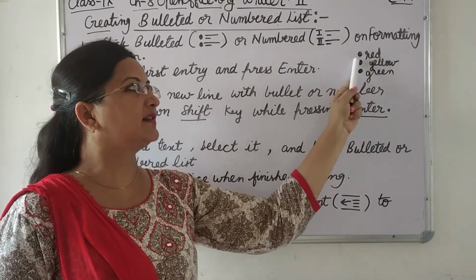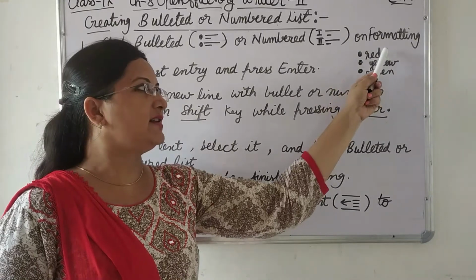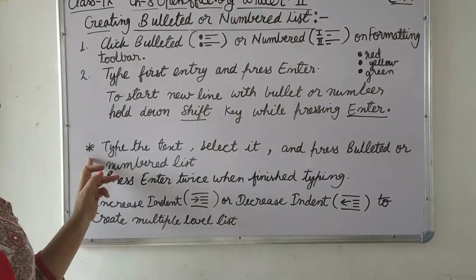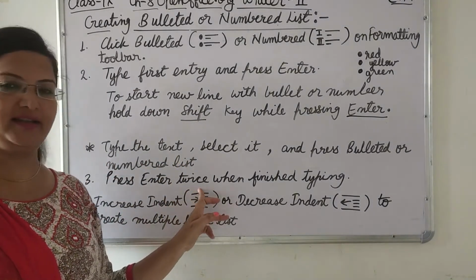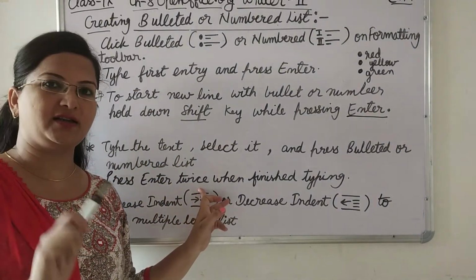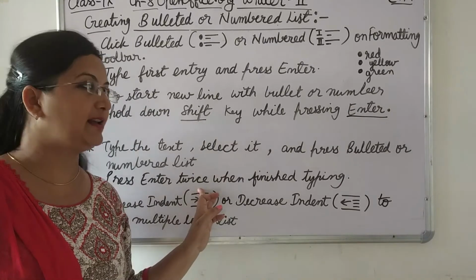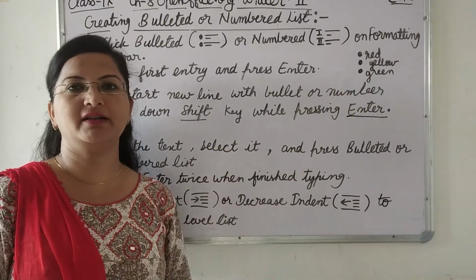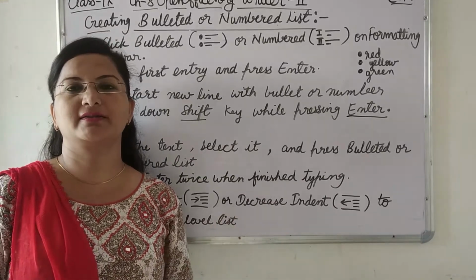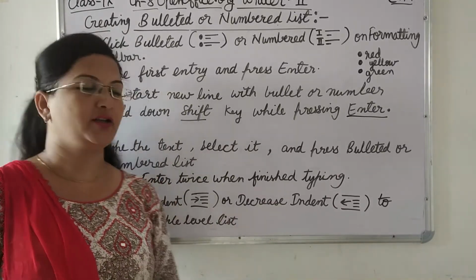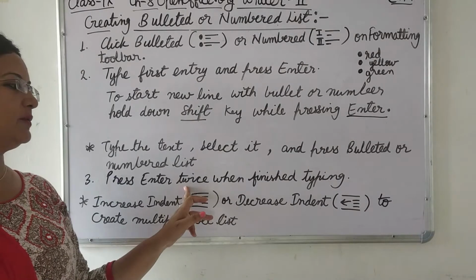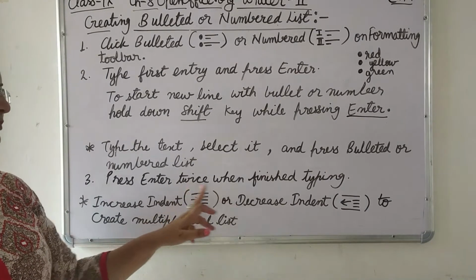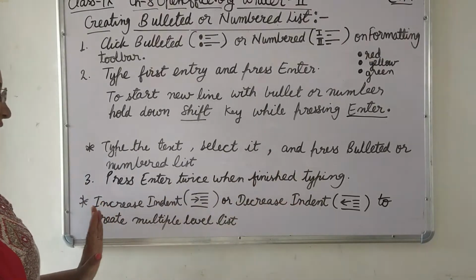Bulleted list, these are bullets: red, yellow and green. After writing the list, you have to press enter twice to finish the list. If you finish the list and keep pressing enter again and again, you will not be able to insert the text without bullets. So if you want text without bullets, press enter twice when you are finished typing the list.